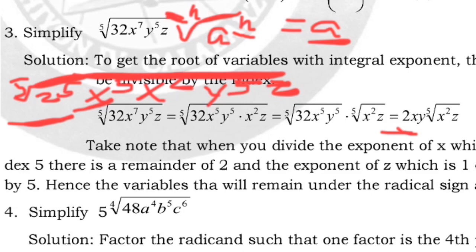So we are going to have here 2xy times the fifth root of the remaining terms. The remaining here are x squared and z. So our final answer is 2xy times the fifth root of x squared z.